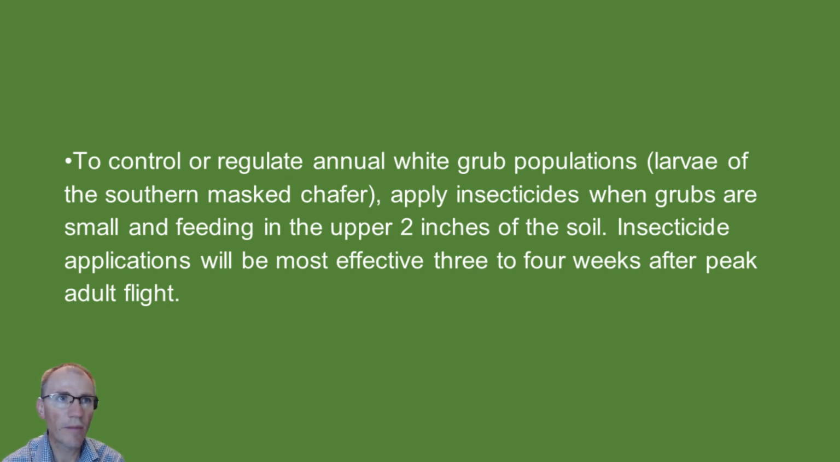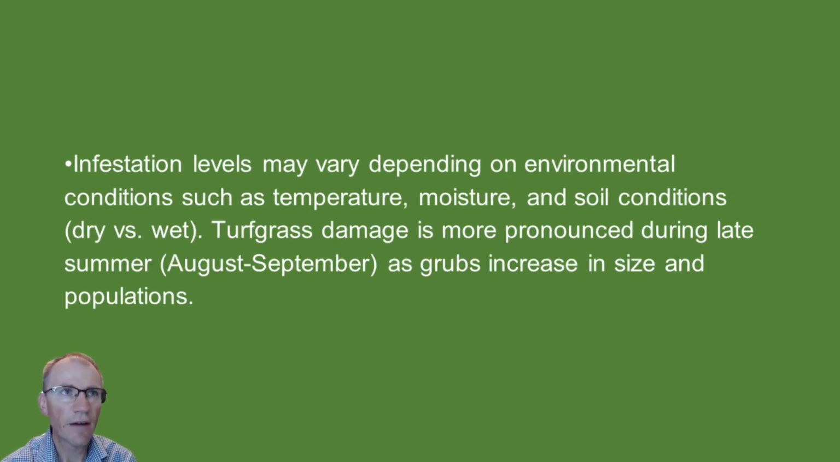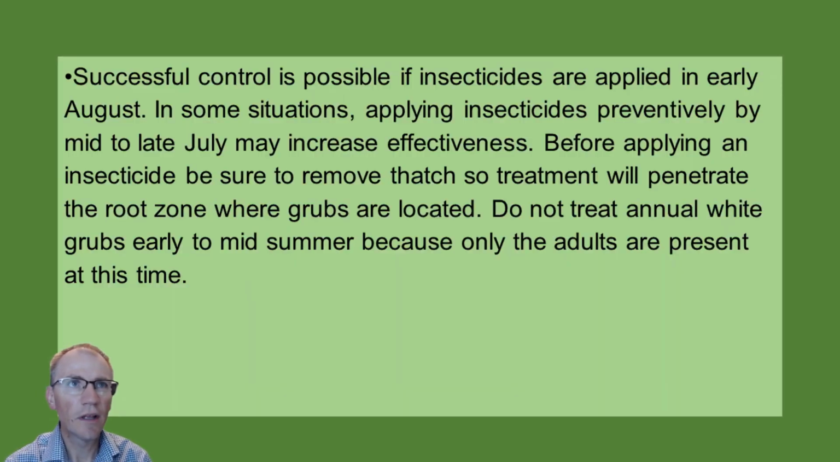Insecticide applications will be most effective 3 to 4 weeks after peak adult flight. Infestation levels may vary depending on environmental conditions, such as temperature, moisture, and soil conditions, dry versus wet. Turfgrass damage is more pronounced during late summer, August through September, as grubs increase in size and populations. Successful control is possible if insecticides are applied in early August. In some situations, applying insecticides preventatively by mid to late July may increase effectiveness.